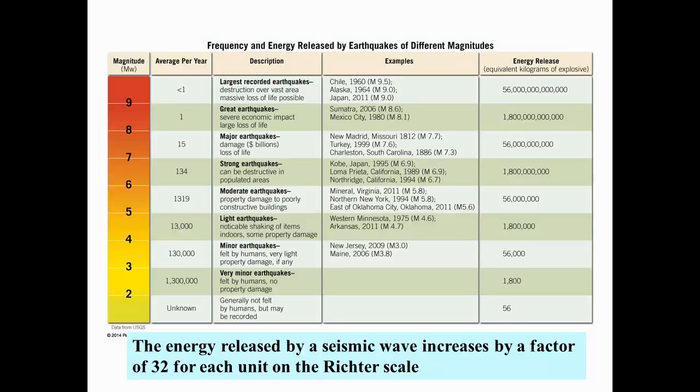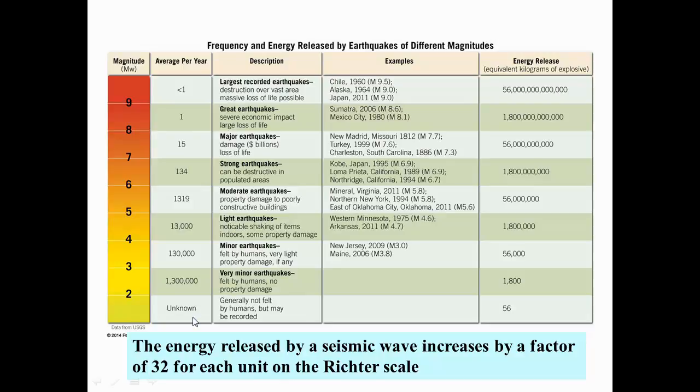And in this figure, notice that again, in the left scale, we have the magnitude from 2 at the bottom to greater than 9 at the top. Earthquakes of magnitude 9 or greater are the largest recorded earthquakes. And 3 of those occurred over the last few decades. One in Chile back in 1960. This was a magnitude 9.5. The Alaskan earthquake of 1964 was a magnitude 9. And then there was an earthquake in Japan in 2011 of magnitude 9.